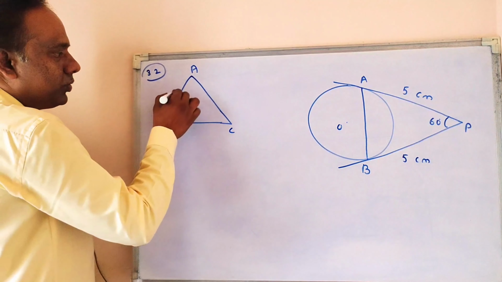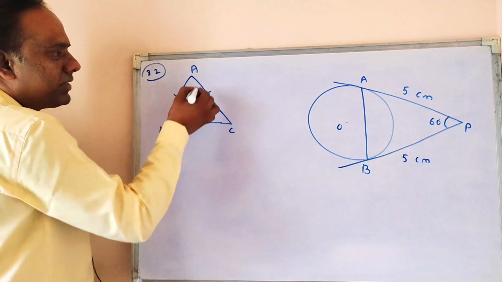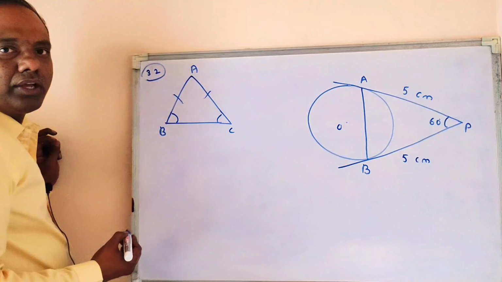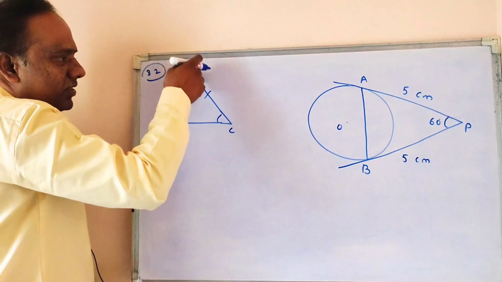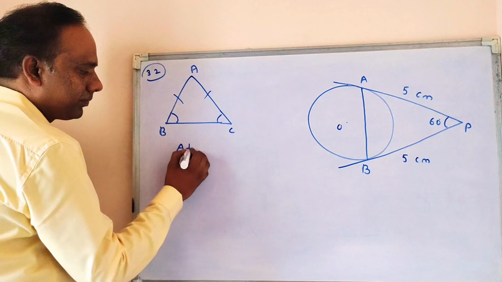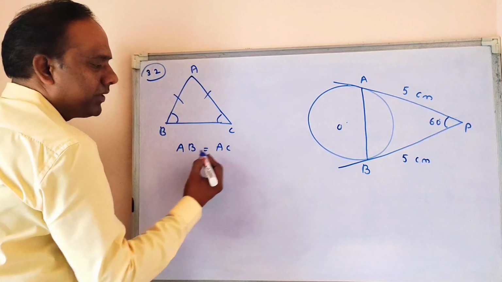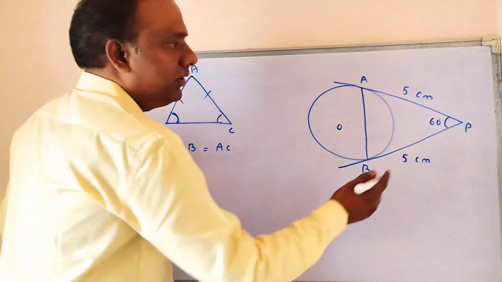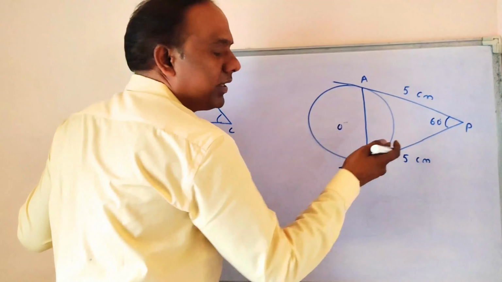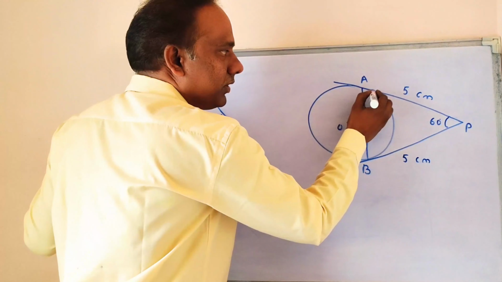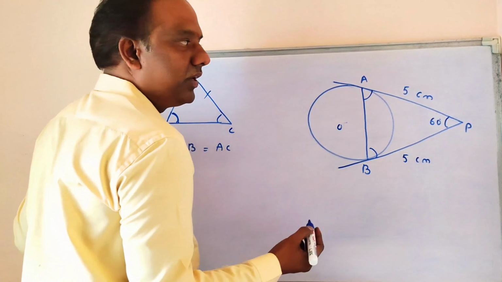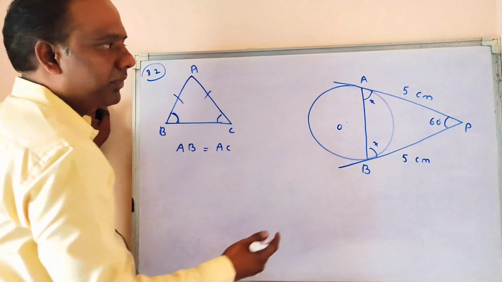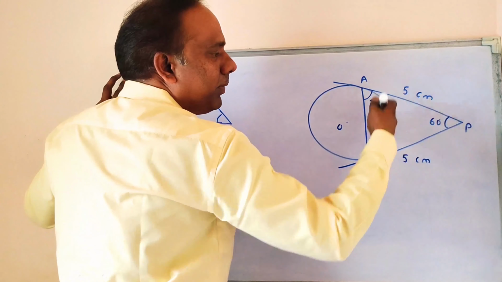Suppose these two sides are equal. That means AB distance and AC distance are equal, which means these two angles are also equal. So if AB is equal to AC, these two angles are also equal. Here PA and PB are equal, so this angle is also equal. Take this as x and this as x. It is actually triangle PAB.